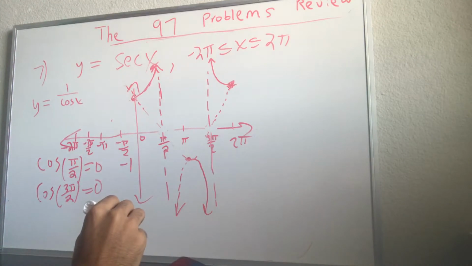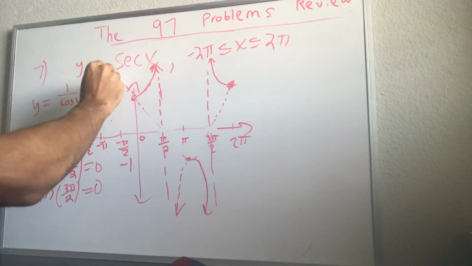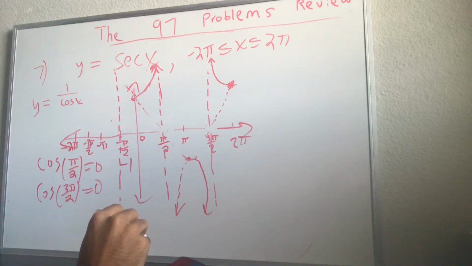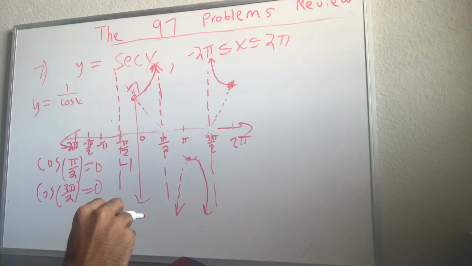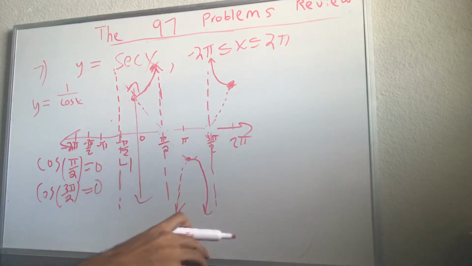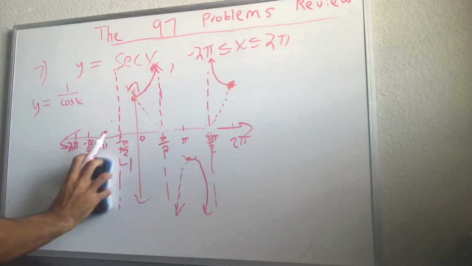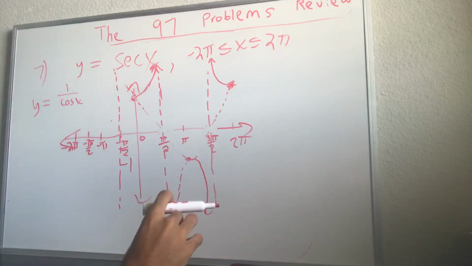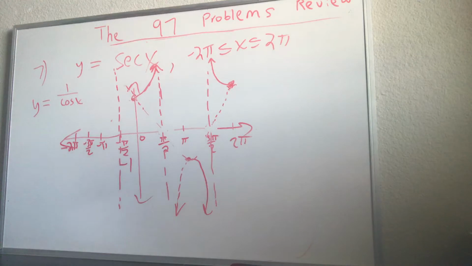At negative pi over 2, we also have an asymptote, right? So we have an asymptote here, and then obviously at negative pi, right? At negative pi, let me just erase this. And again, the reason why you're seeing this is wherever your graph for cosine is 0.